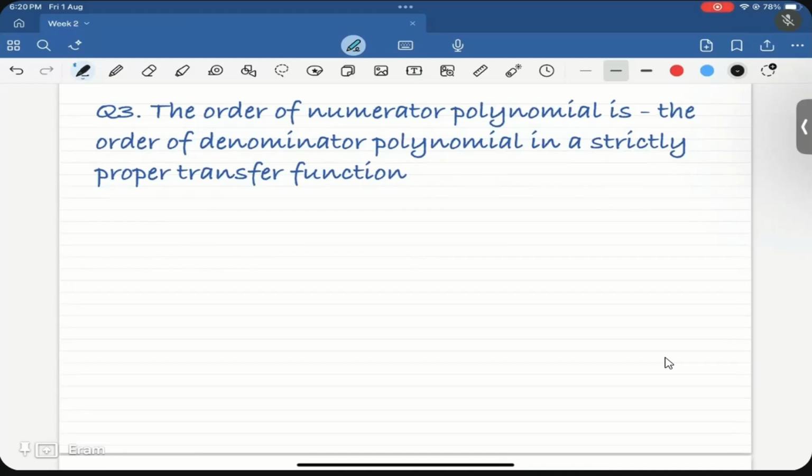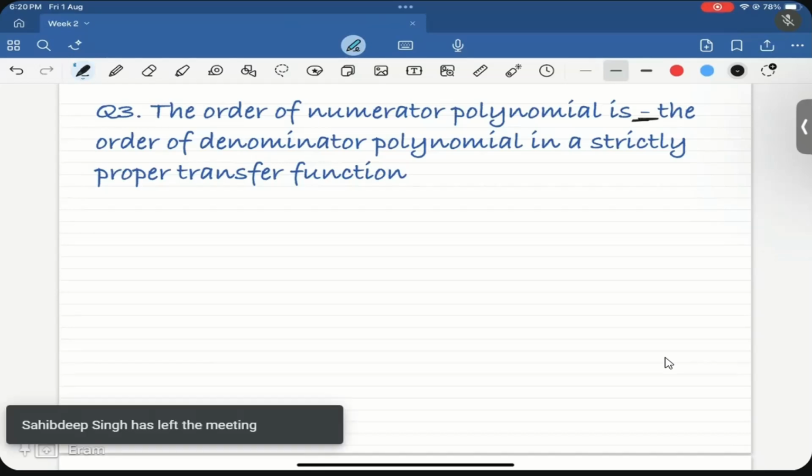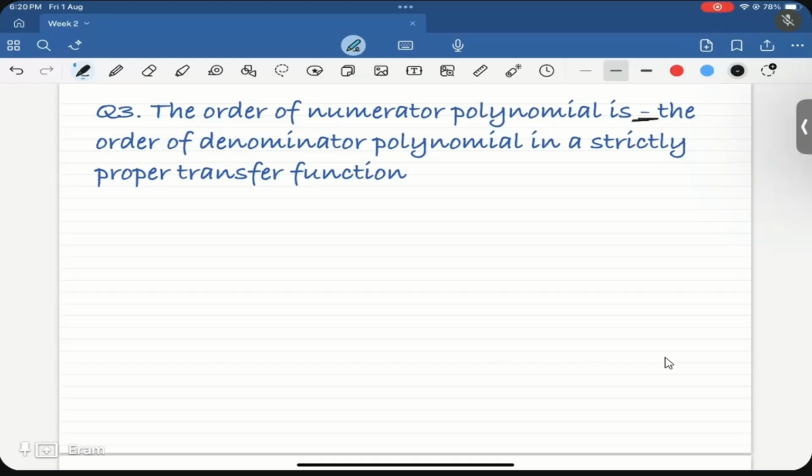Now this is a very basic question. Fill in the blanks: the order of the numerator polynomial is ___ the order of the denominator polynomial in a strictly proper transfer function. This is just based on the definition. The answer is less than. And if we remove the term strictly, then what should be the condition? Less than or equal to. Okay.